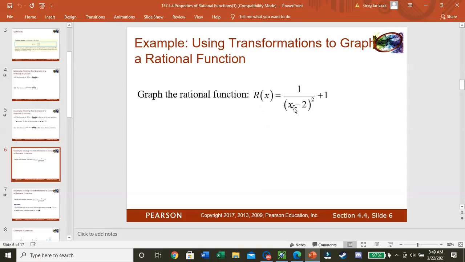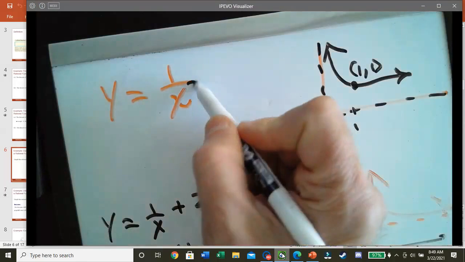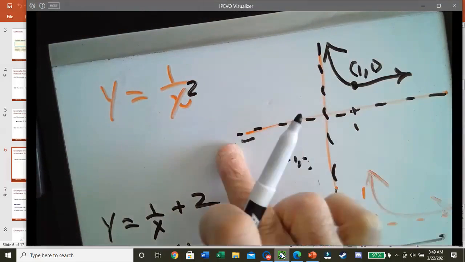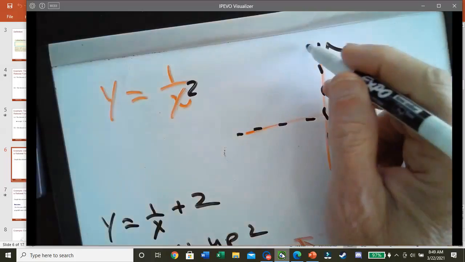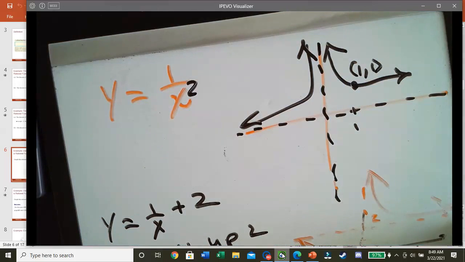So with this one, r of x equals 1 over x plus 2. Now this one's squared. So with a square, if you have x squared, right? If this is x squared here, then you don't have a negative side. They're both going up if it's 1 over x squared.